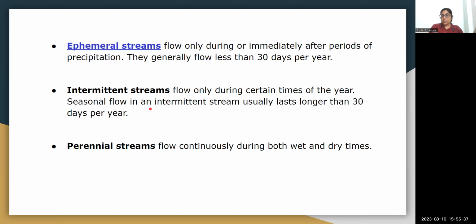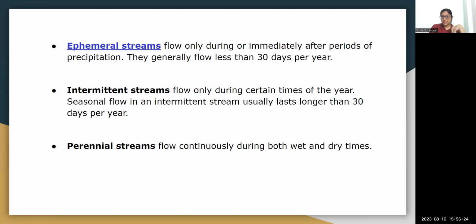Now, the other term, ephemeral streams, are streams that start flowing when there's heavy precipitation. They'll have enough water, but this water is going to be drained as soon as the precipitation event is over. Such streams are called ephemeral streams. Now, what are intermittent streams? Again, when the monsoon season is occurring and there's precipitation and a lot of rain, these intermittent streams will be there. But they'll last a little longer than the ephemeral streams, probably for the entire season. Ephemeral streams are not like that. They're not going to last very long. Generally, they flow less than 30 days per year. But intermittent streams will last a little longer than 30 days, maybe for the entire season.